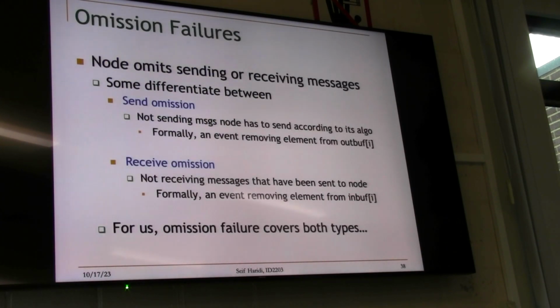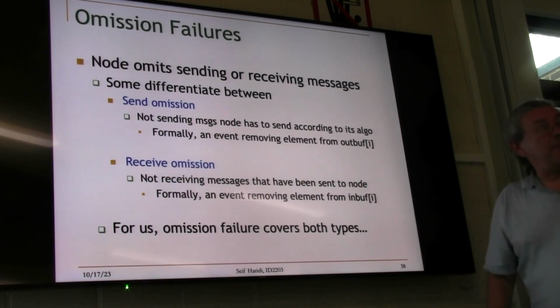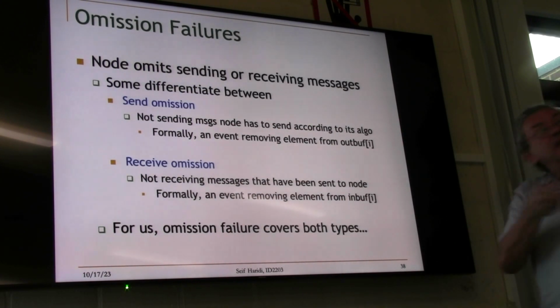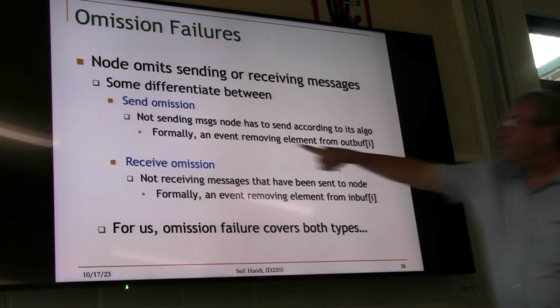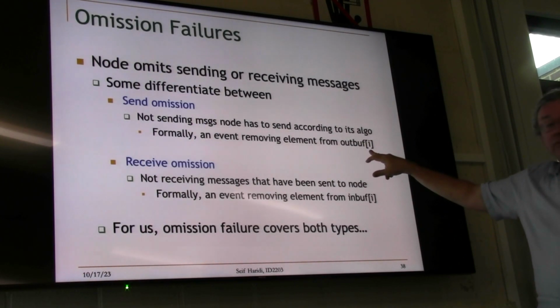That's the simplest. The next one is a little bit more complicated. This is network kind of thing. Omission failures: it forgets to send a message, or the message disappears or something, okay? Or it forgets to receive. The message comes in, but somehow the algorithm never uses it, it disappears. So the send omission would be a message disappearing from the output buffer without a delivery.